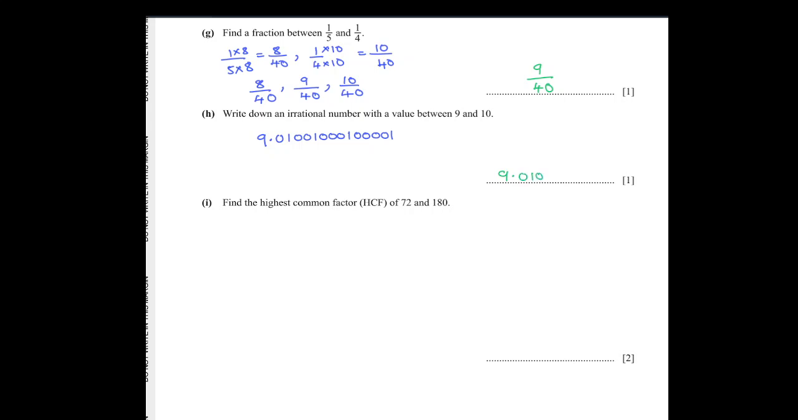9.01 001 0001 and 00001. This is the irrational number.